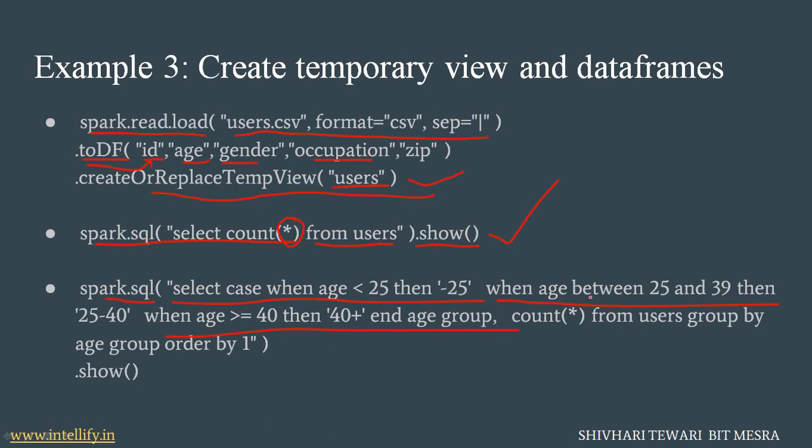the case where age is less than 25, then age is between 25 and 39, then age of the users, or we can say the crew members, is greater than or equal to 40, and then there is 40 plus, and then we will count star from users, that means count star, which is used for a particular tuple from the users table, which is grouped by, where we will pass the command group by, order by 1, and then the .show command to show the output.